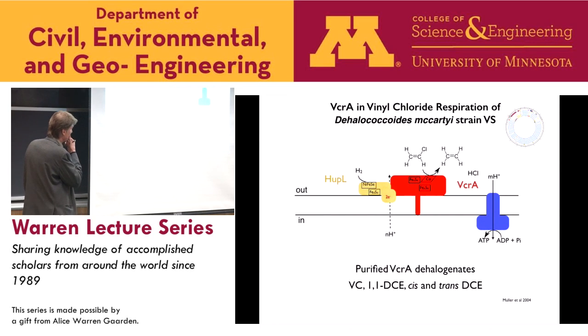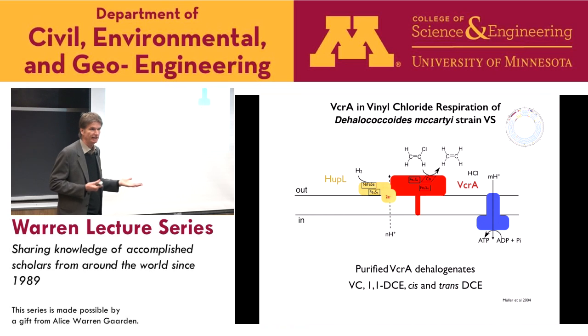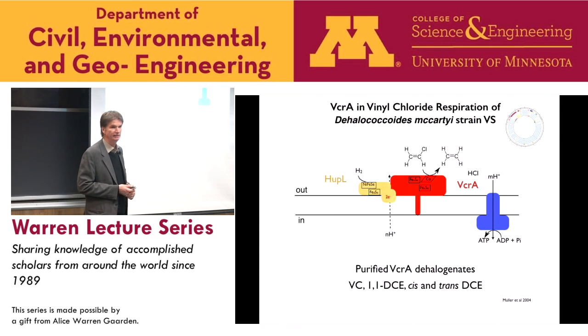Okay, so what do we know about these vinyl chloride reductases? As I said, these are an interesting class of enzymes. The organism grows slowly, has a doubling time of 1 to 2 days. For those microbiologists in the audience, the maximum OD is about 0.1. Strictly anaerobic, grows on hydrogen and vinyl chloride. How do you do biochemistry with that?